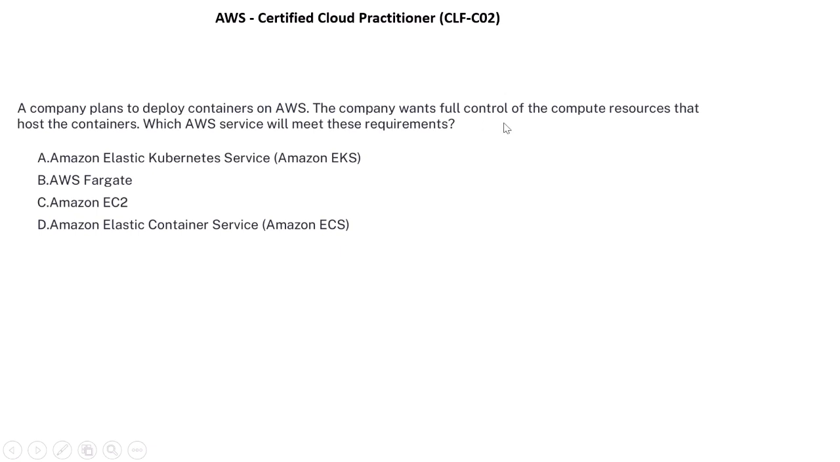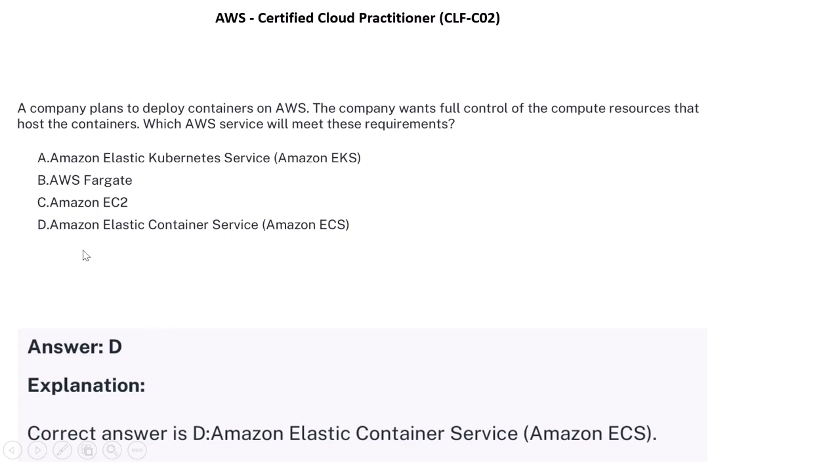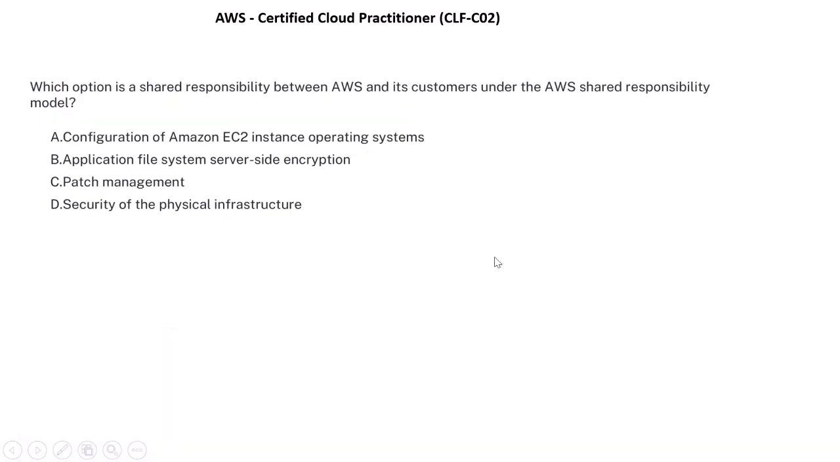The company wants full control of the compute resources that host the containers. Which AWS service will meet these requirements? The options are option A, Amazon Elastic Kubernetes Service. Option B, AWS Fargate. Option C, Amazon EC2. Option D, Amazon Elastic Container Service. The correct answer is option D, Amazon Elastic Container Service.